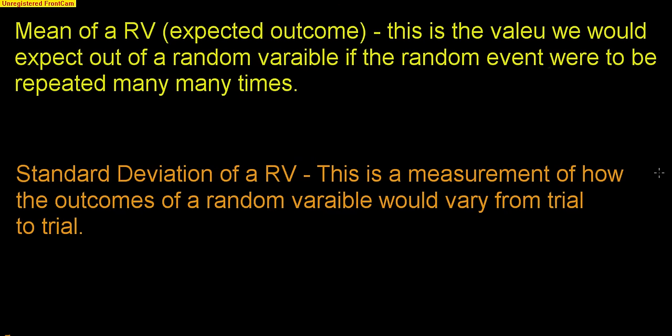Alright, two more important definitions I'm going to use a lot in this video. First, the mean of a random variable. This is also called the expected outcome. This is the value, sorry for the typo there, this is the value we would expect out of a random variable if the random event were to be repeated many, many times. So this actually piggybacks right into the law of large numbers. It's the idea of what do we expect to happen in the long run after many, many trials.